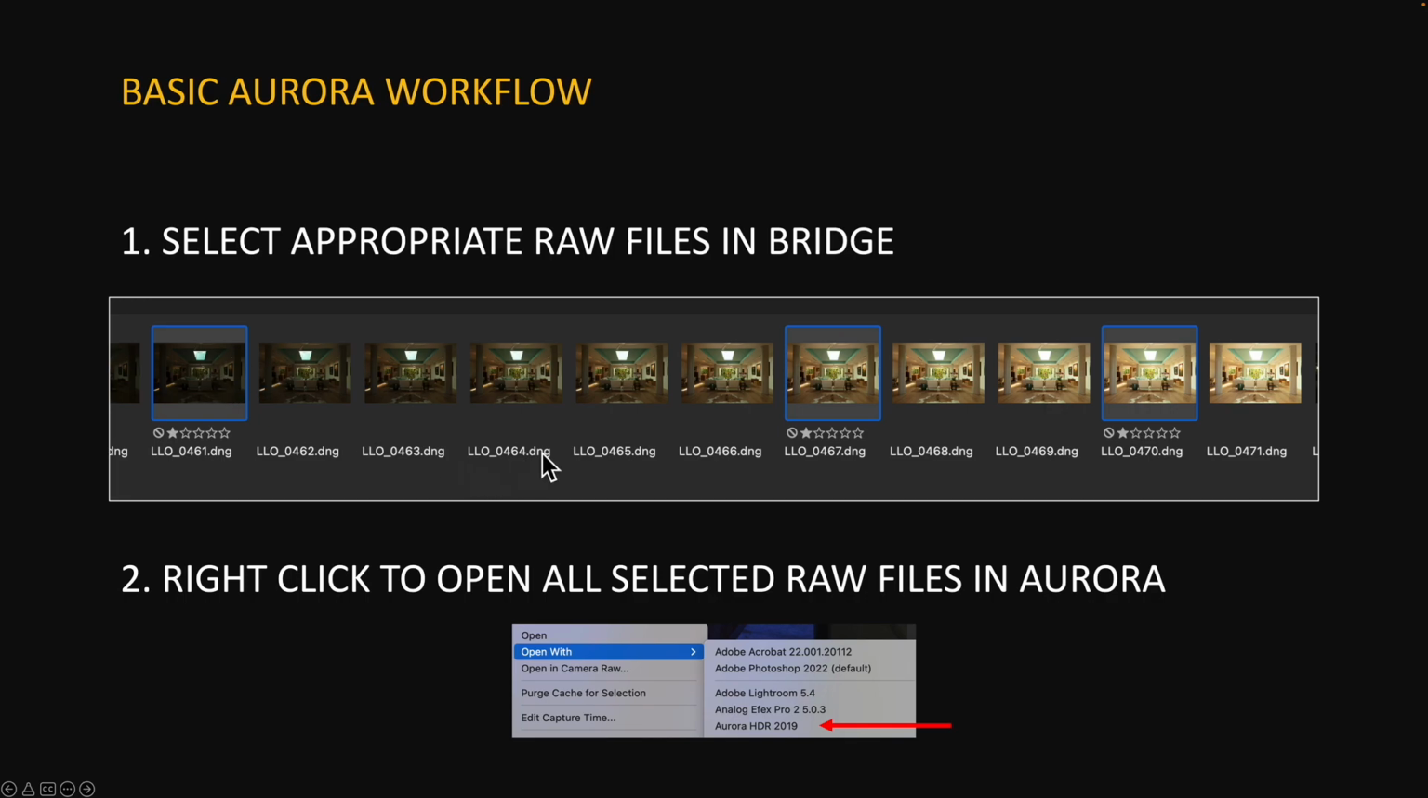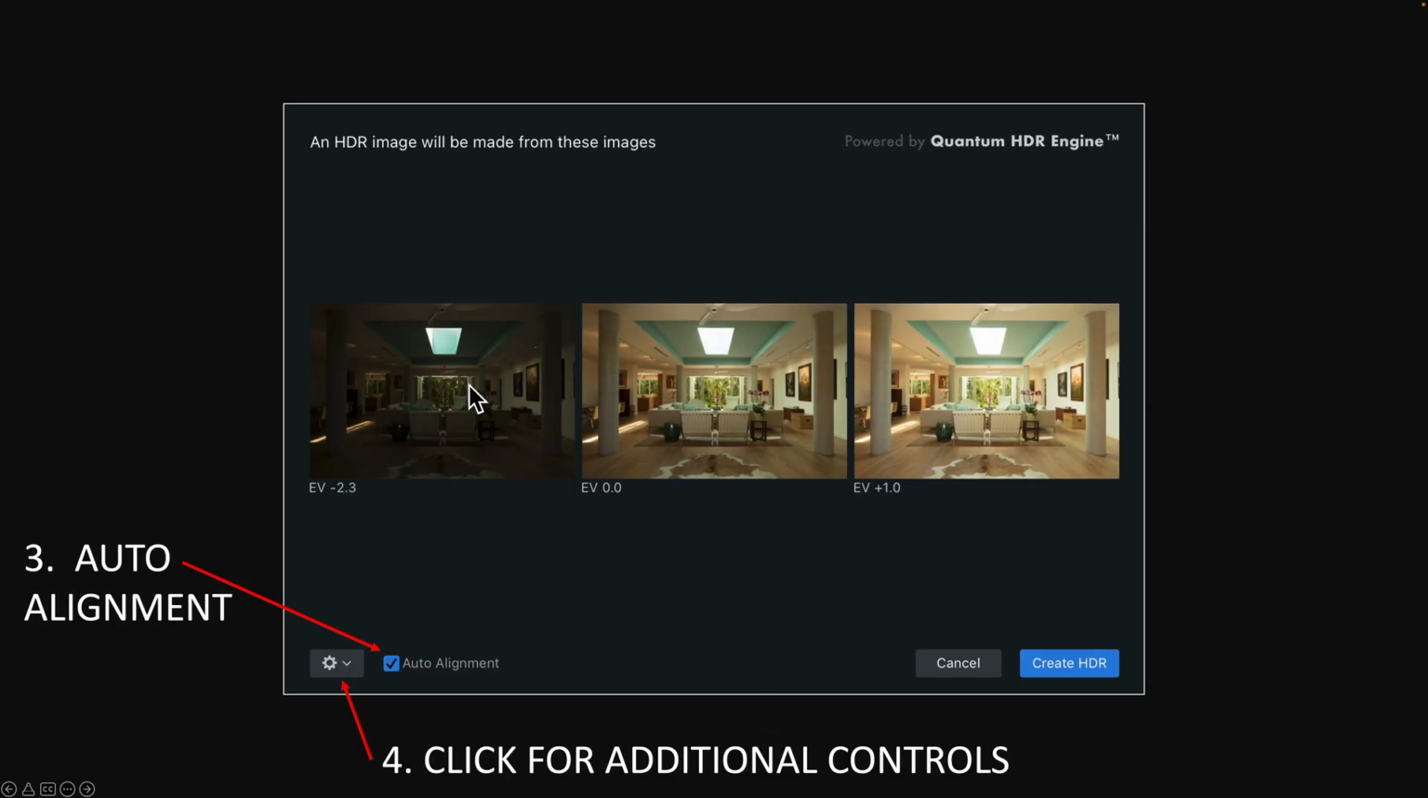So here's how this works. You have your bracket of exposures, and you go through, and like I did in this one, you pick the exposures that have the information that you want. And then you right click and open them. You'll see, when you've downloaded the program, Aurora HDR 2019, open all of them in the Aurora app. And this is what you'll get. You'll get a screen that looks like this.